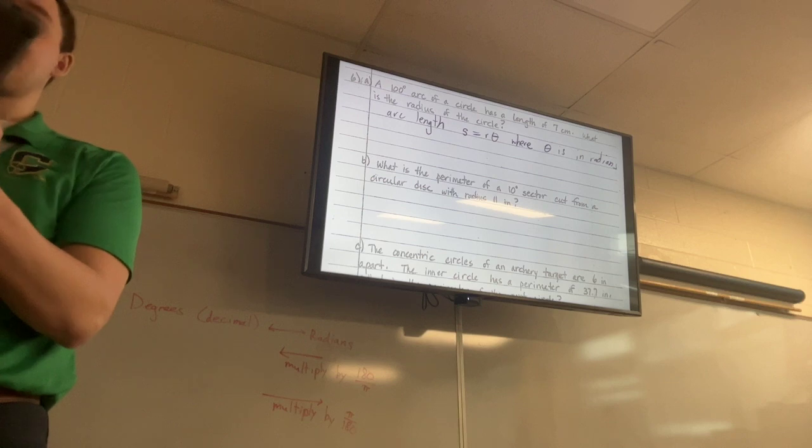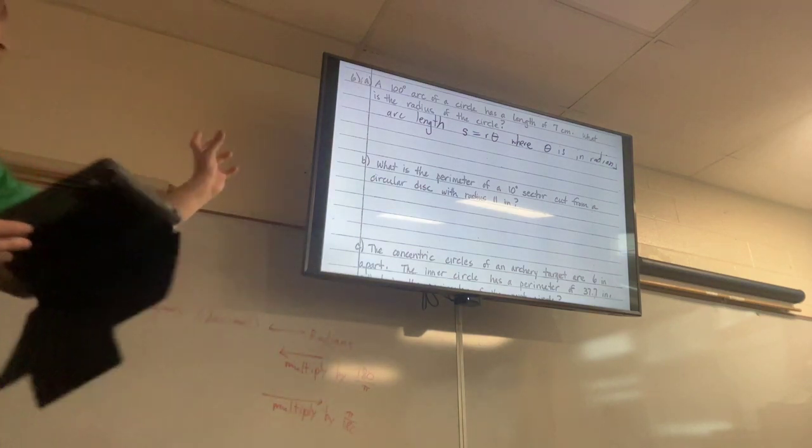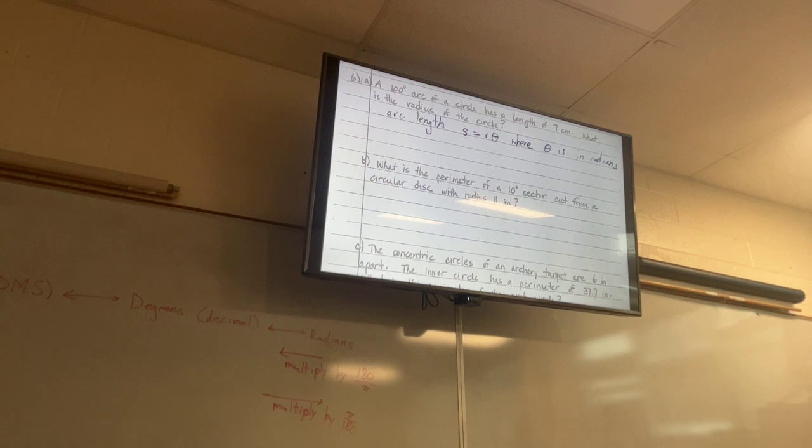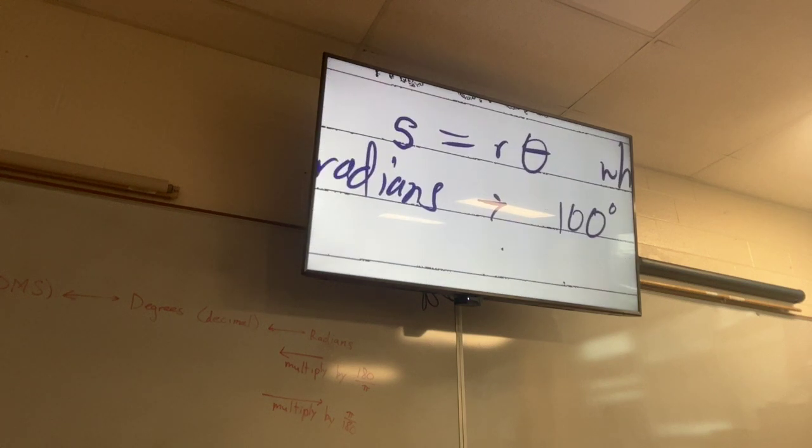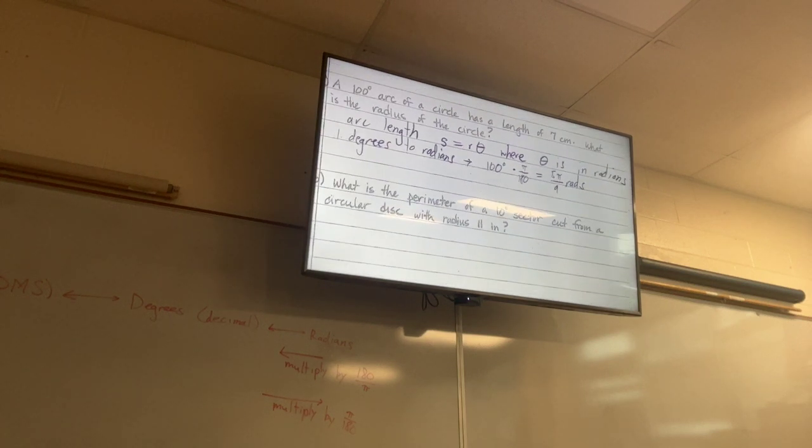So the first step here is to convert 100 degrees to radians. How do I convert degrees to radians? Multiply by pi over 180. So doing that, we get 100 degrees times pi over 180. What's that, 5 pi over 9? 5 pi over 9 radians. Is that the answer? That's the angle. We had to convert. We're going to get the answer using our formula, S equals r theta.